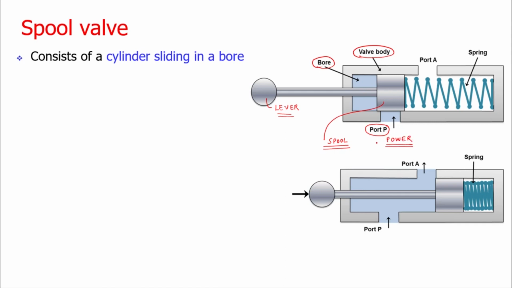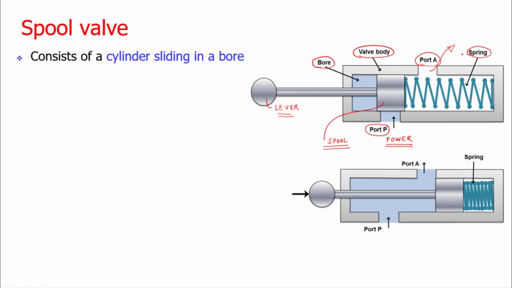Port is nothing but the external opening. So through this port we are applying the pressurized fluid inside the valve. Port A is the application port. Through this port we are getting the flow of fluid for particular application. The spool is spring loaded. A spring with sufficient stiffness is arranged along with the spool inside the valve.